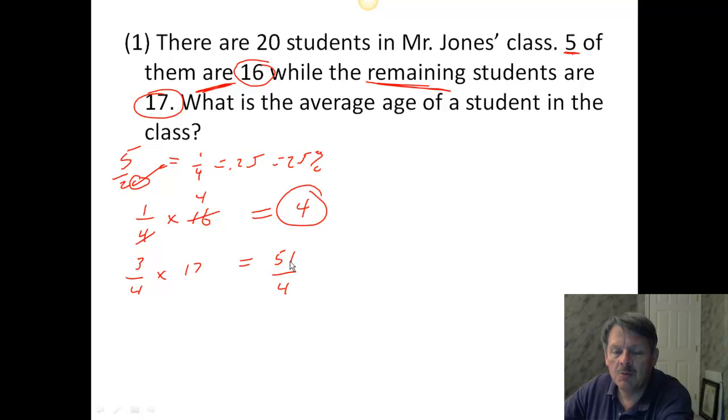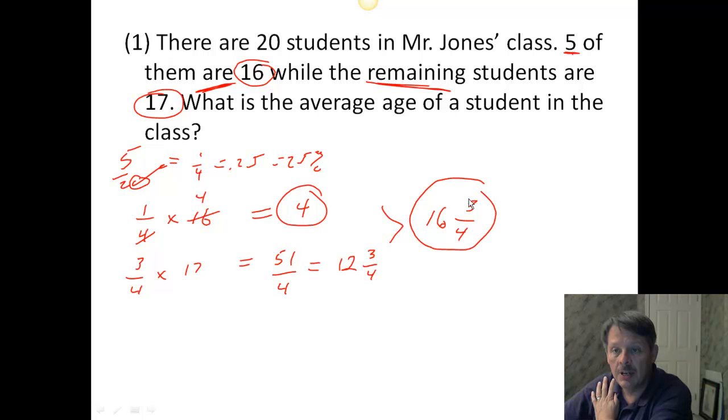How many times will 4 go into 51? Well, 4 will go in 12 times with 3 left over. You should be able to do that long division. 12 times 4 is 48, and that leaves 3 left over, 3/4. So if I add these two things together, I get a total of 16 and 3/4. That's my average age. Does that make sense? Well, it's somewhere between 16 and 17, and there are more who are 17 than 16, so that looks like a good answer to me.